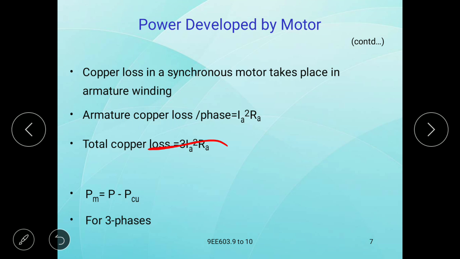Next, for three phase, the motor power Pm is equal to root 3 V_L I_L cos phi minus 3 Ia square Ra.